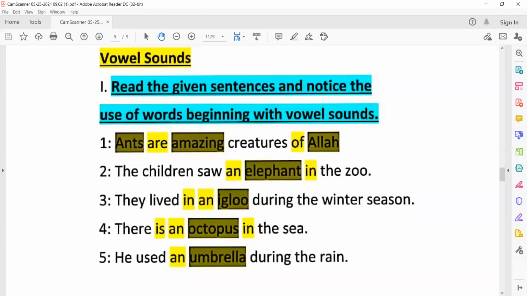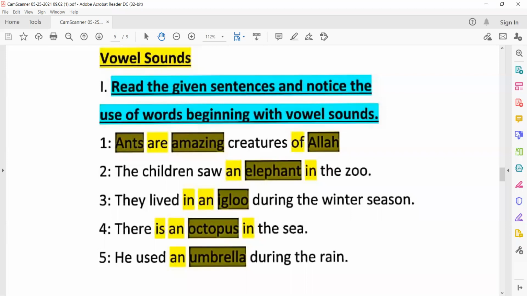So in the word igloo, these are vowel sounds and the remaining all are consonant sounds. There is the sound of I, again the sound of O, and again the sound of I. So these highlighted letters give us vowel sounds. Clear?